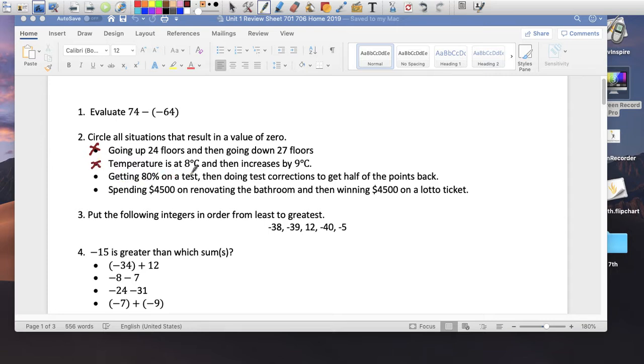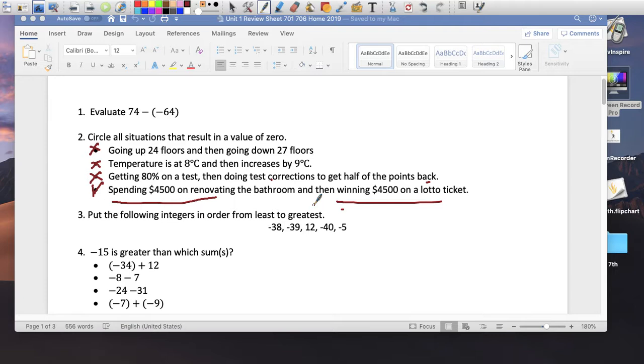Getting 80% on the test and doing test corrections to get half of the points back. That sounds familiar, but no, that would not give you a 0. And then spending 4,500 on renovating the bathroom, and then winning 4,500 on lotto tickets. So you spent 4,500 to renovate, and then you won 4,500. So yes, you end up at 0, because to renovate you probably got a little loan or borrowed money from your parents, but it's all well because you end up winning 4,500 on a lotto ticket.